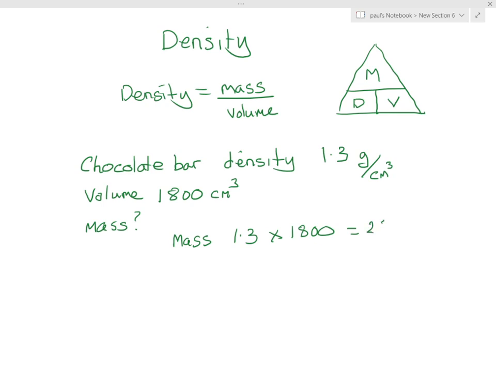2340 grams. They may want you to do an extra little bit and just put 2.34 kilograms. So they may want you to do extra bits. So try to remember that, or remember the triangle, or pick out the formula from the question. And it's just one thing equals this times that, or volume is mass divided by density, density is mass divided by volume, that sort of thing.